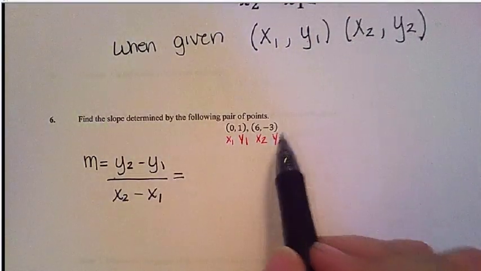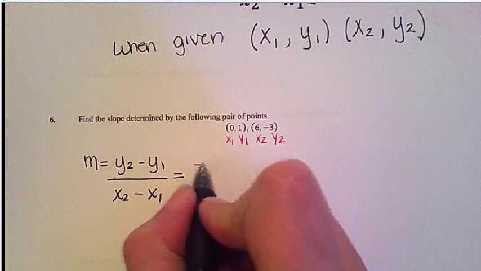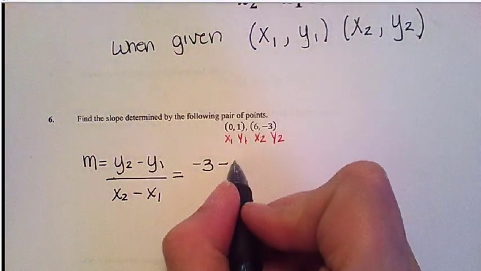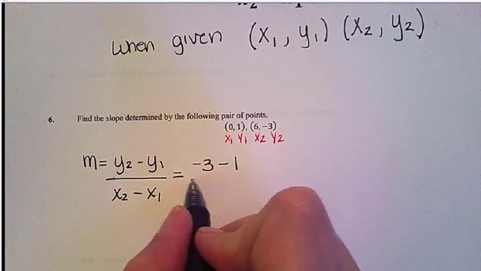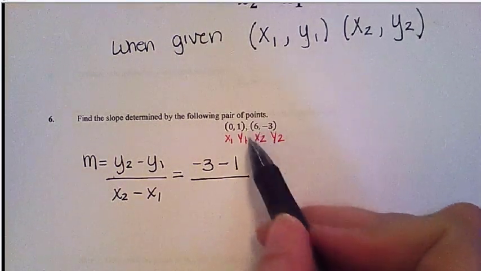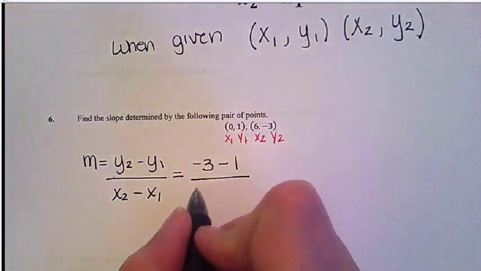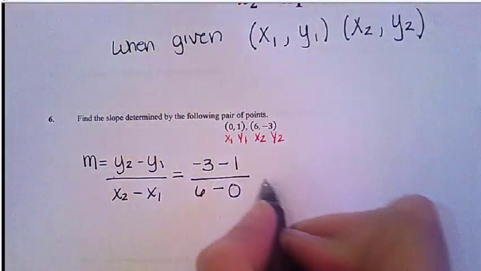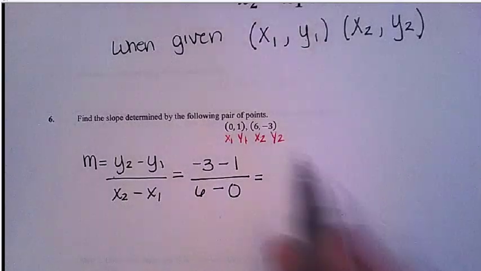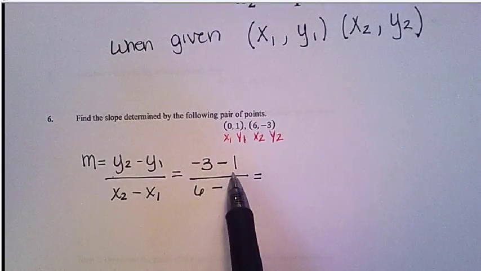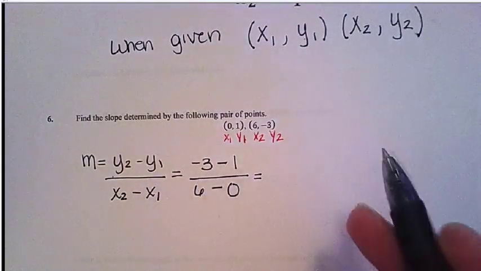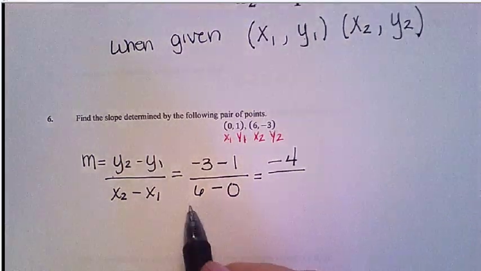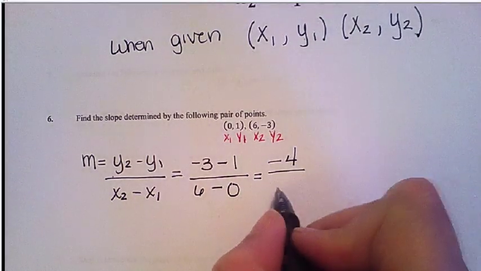So y2 is going to be -3 minus y1, which was 1. So I've got -3 minus 1 over, remember I got to use x2 first now, so I've got 6 minus x1, which is 0. Okay, so -3 minus 1, that means I owe you $3 and I borrow another one, so that would give me -4. And then 6 minus 0 would be 6.